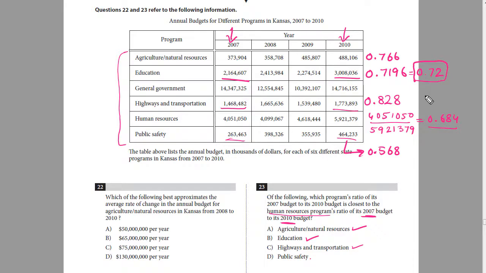0.72 is the nearest one. So that is from the education department, education program. So option B is the correct option. Other options, 0.76 and 0.68, there's a difference of almost 0.08, and 0.828 and 0.68, there is also a difference of 0.2. Over here there is a difference of, this is 0.56, this is 0.68. So there's a difference of around 0.12. So this is the nearest one. Education program.